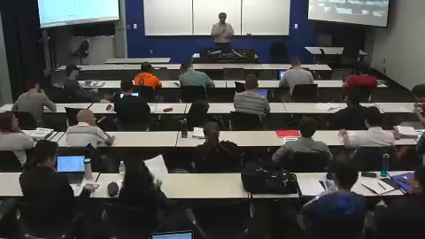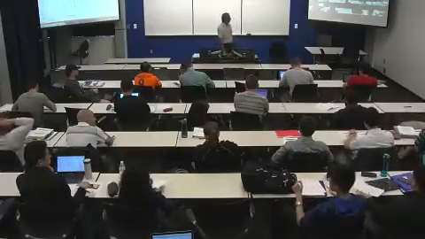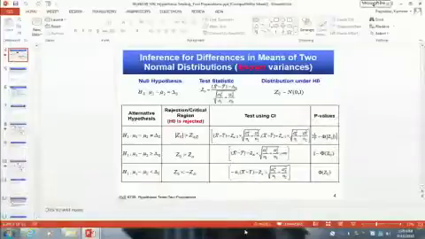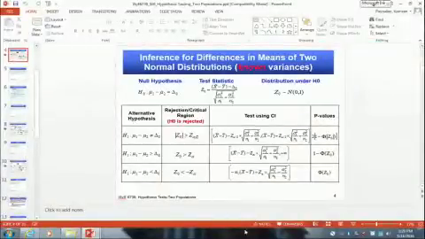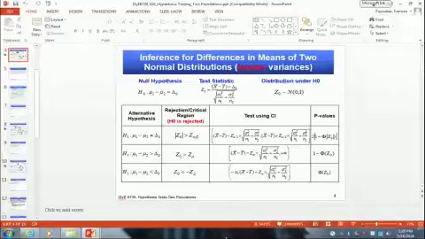Okay, quick review on inferences for the mean of two populations. When variance is known, we said we use the Z distribution, and there are, again, three methods.